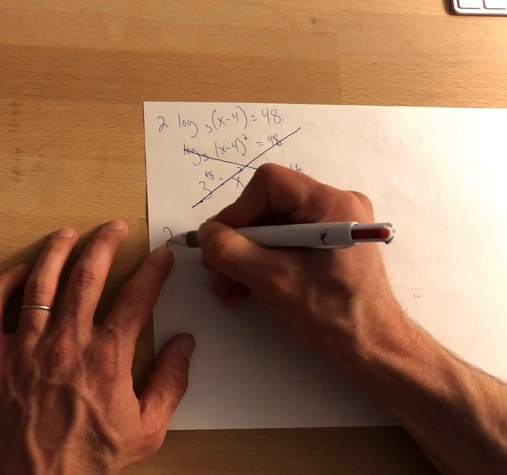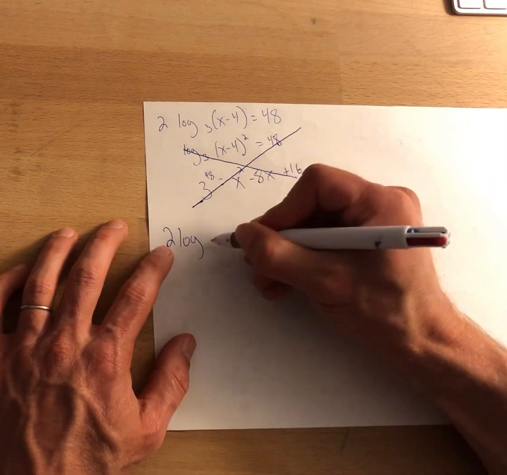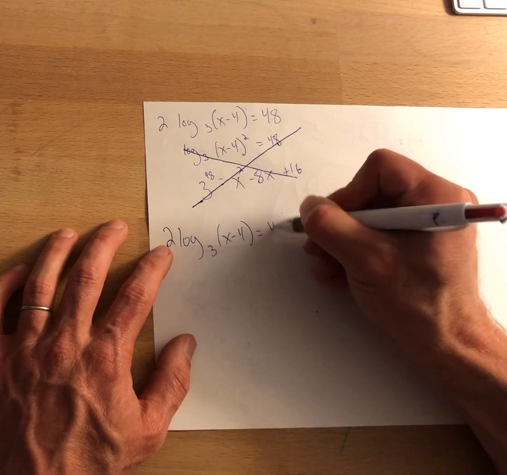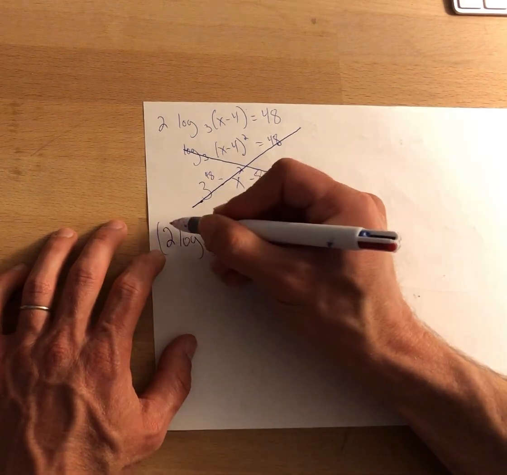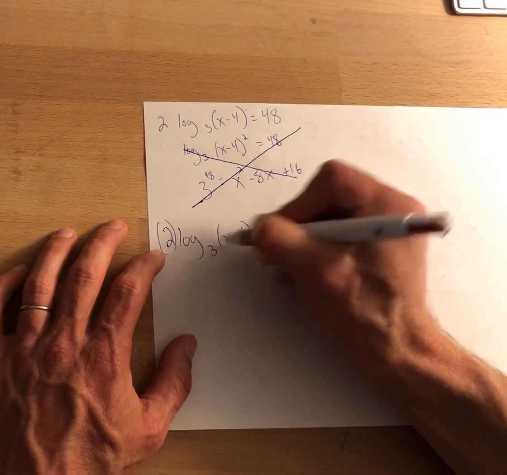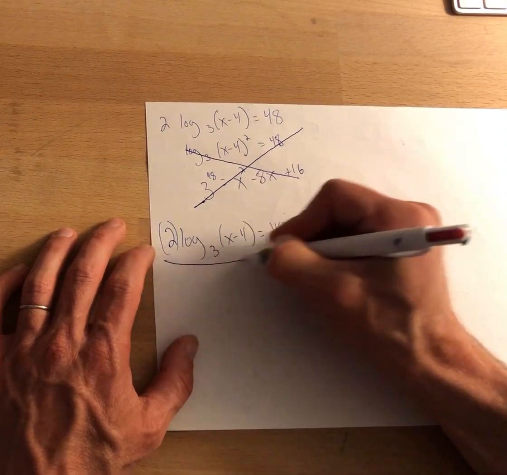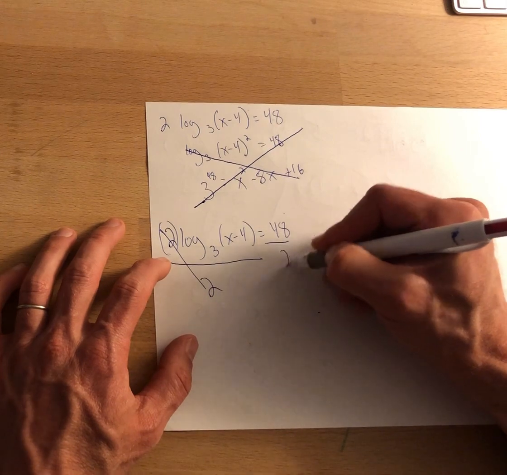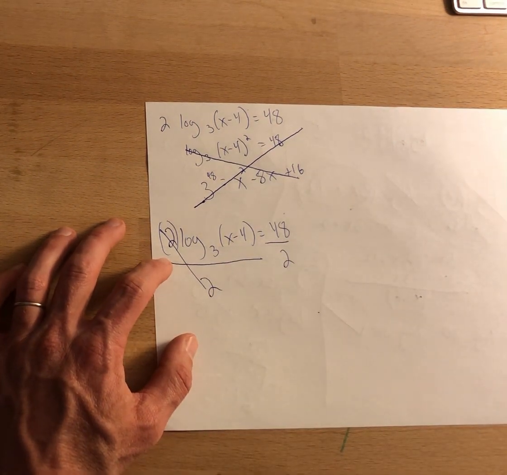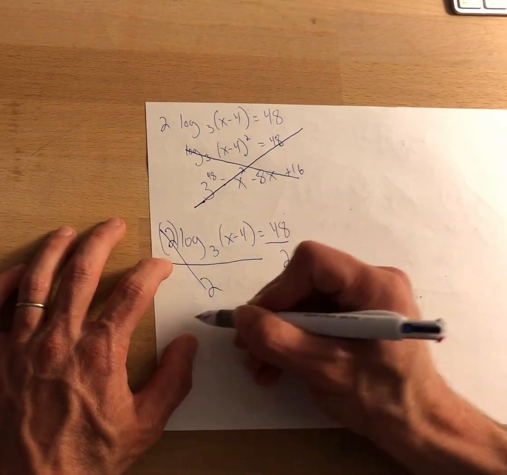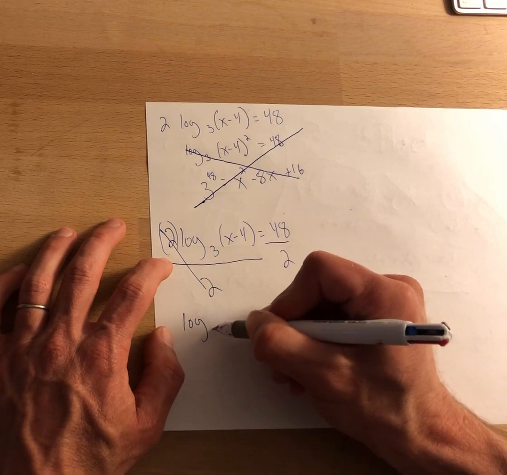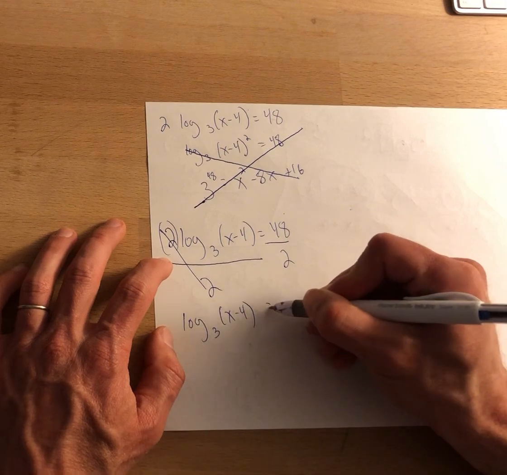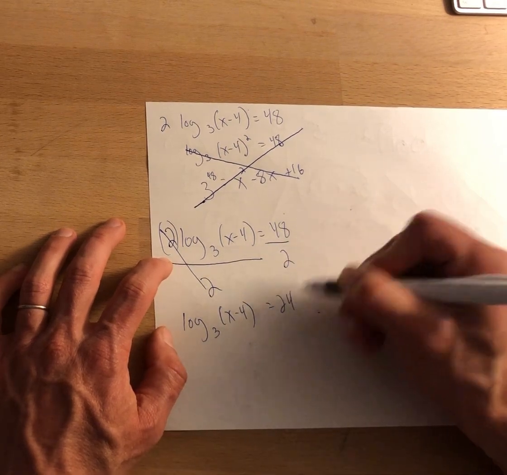2 log base 3 of x minus 4 equals 48. So look, you understand that this is 2 times this value. Technically, I can divide everything by 2. Boom, and that goes away. Therefore, I have log base 3 of x minus 4 equals 24.